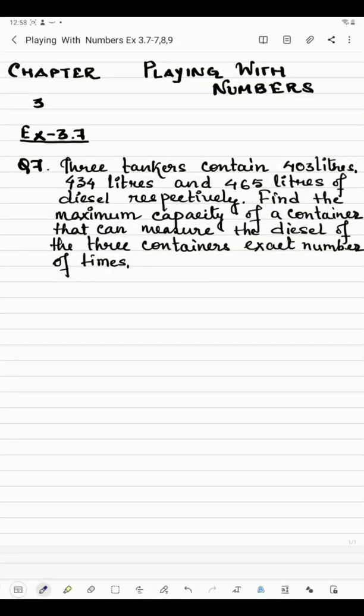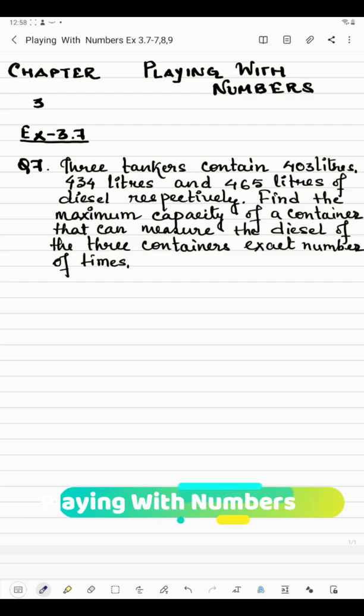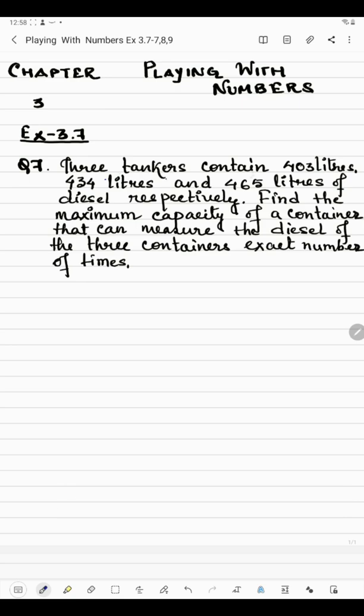Hello students, today I am going to start question number 7 of exercise 3.7. Question number 7 says 3 tankers contain 403 liters, 435 liters and 465 liters of diesel respectively. Find the maximum capacity of a container that can measure the diesel of the 3 containers exact number of times.